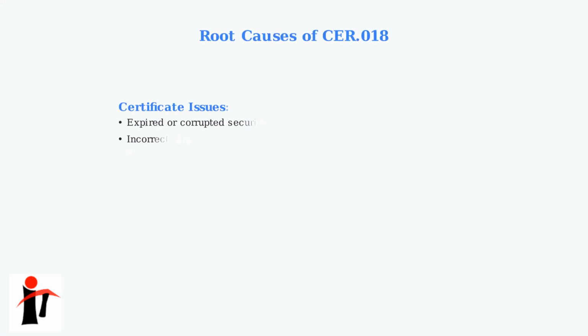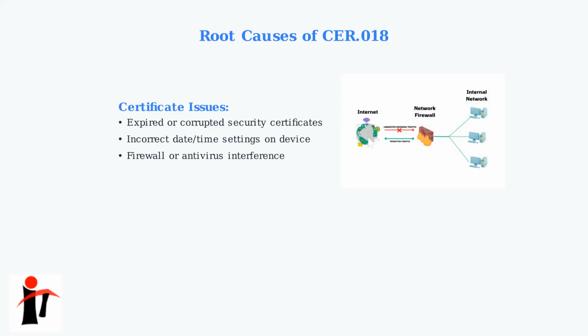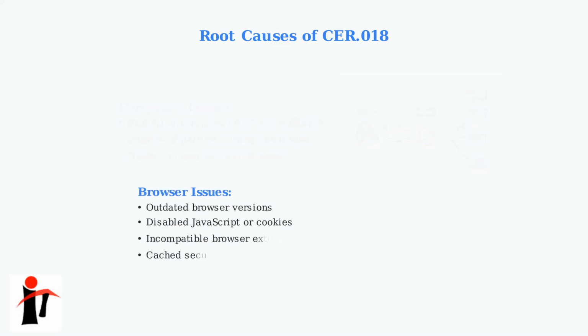Certificate-related issues are among the most common causes. These include expired or corrupted security certificates, incorrect date and time settings on your device, and interference from firewall or antivirus software. Network firewalls, while essential for security, can sometimes interfere with the certificate validation process required by the CRA's enhanced security protocols. Browser-related issues form another major category.